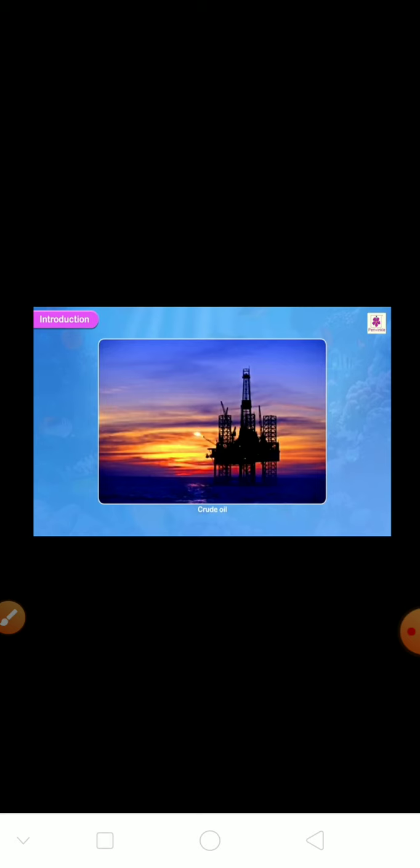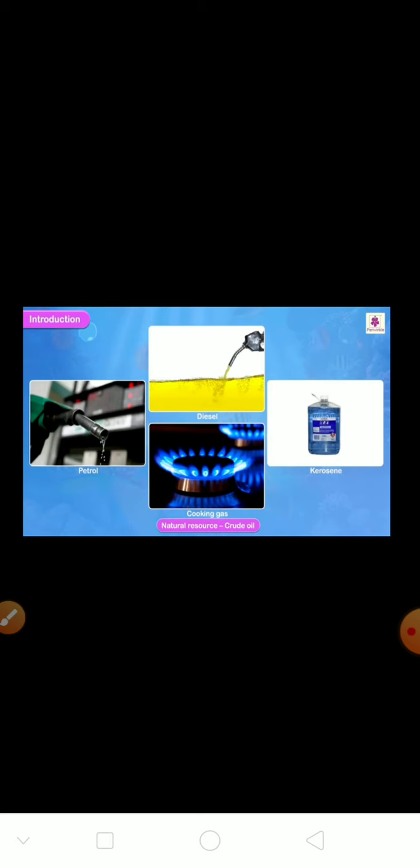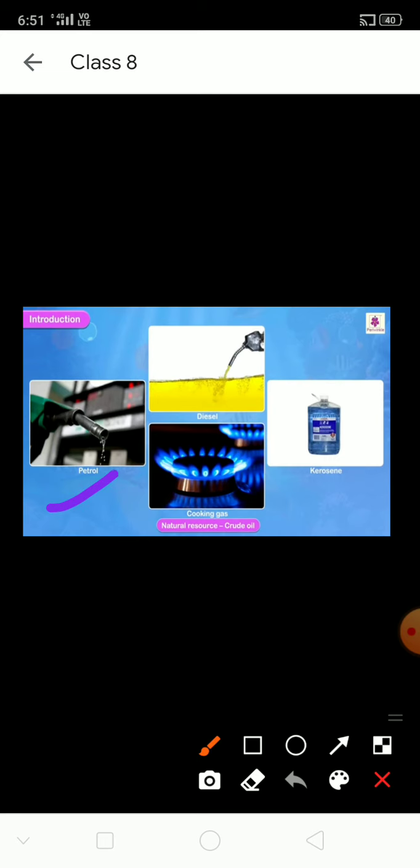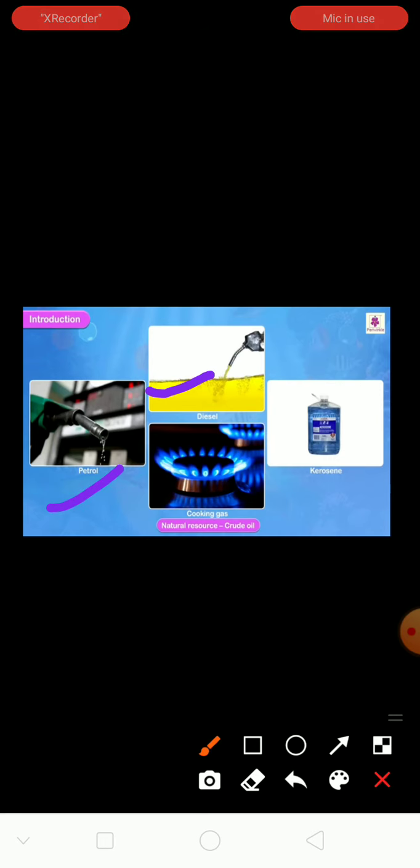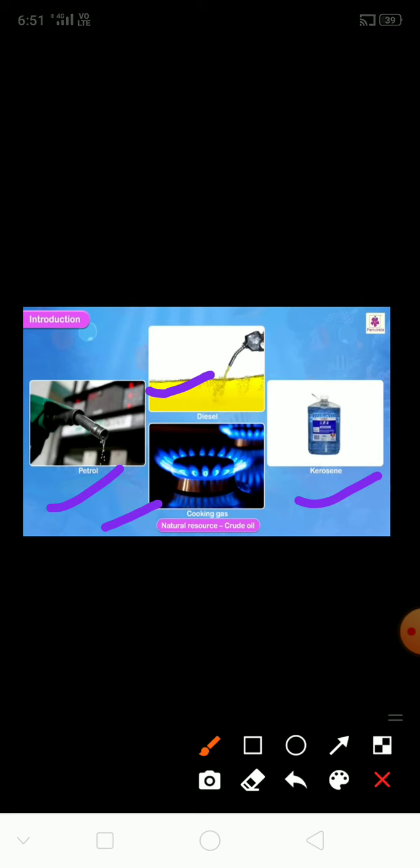Okay, see here. In this picture, you are seeing crude oil. Okay, so crude oil is a natural resource. It is used for making petrol, diesel. See here, this is petrol, diesel, kerosene and cooking gas. Crude oil is used for petrol, diesel, kerosene and cooking gas. Here, crude oil is what? Crude oil is a natural resource.